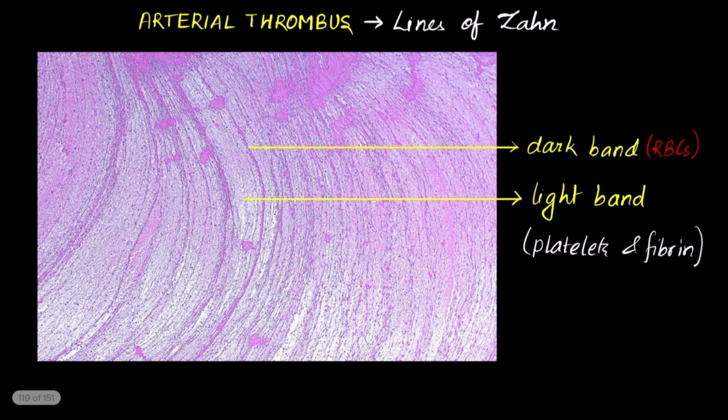Interesting fact about arterial thrombus is that microscopically alternate dark and light bands are present, where the dark band is composed of red blood cells and the light band is composed of platelets and fibrin. These alternating dark and light bands are called lines of Zahn, and lines of Zahn are only present in arterial thrombus, not in venous thrombus.